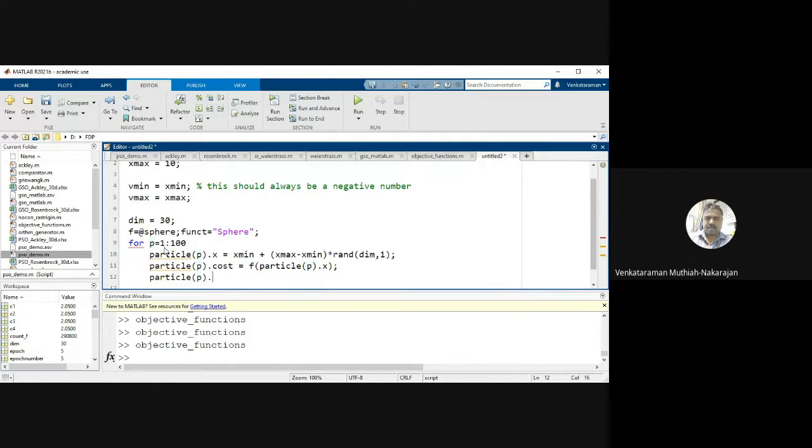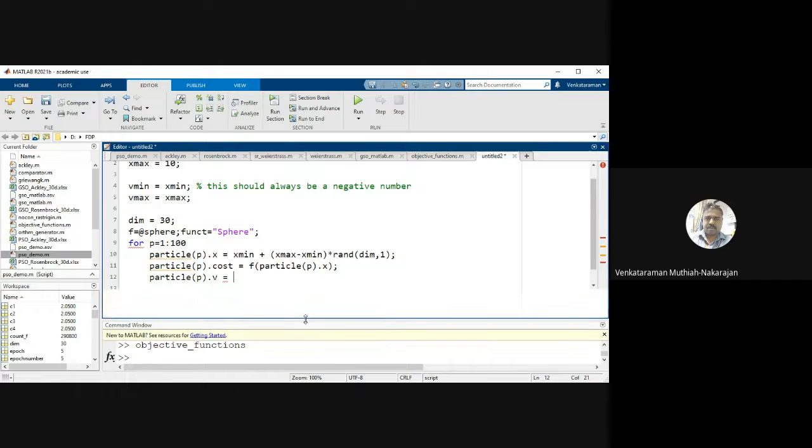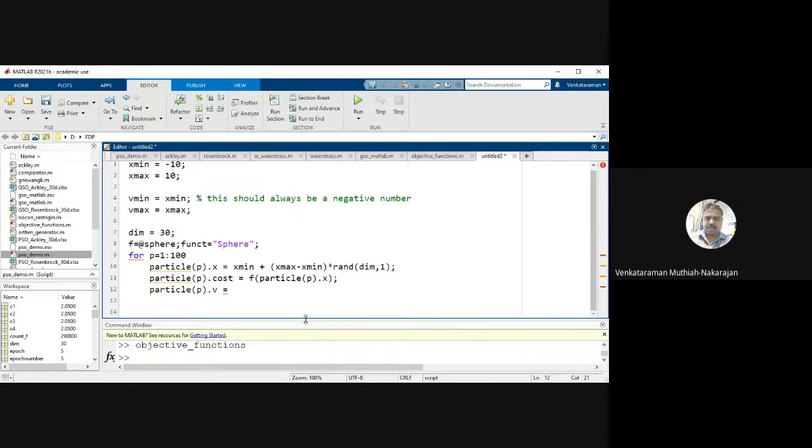Can everyone see my MATLAB code? Okay. Can you see my MATLAB screen? Yes, sir. Okay.